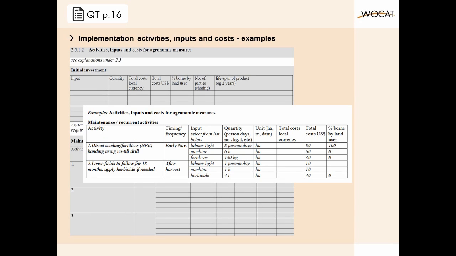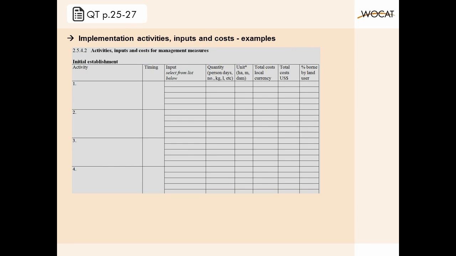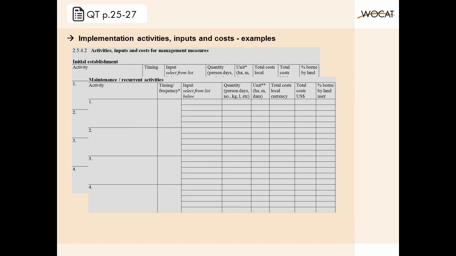In case the ordinary field operations have changed or have become part of the technology, like for most agronomic measures such as conservation agriculture, enter all activities and costs under maintenance and indicate if an initial investment for special machinery was made. For management measures, a clear distinction between establishment and maintenance activities and costs can be made.